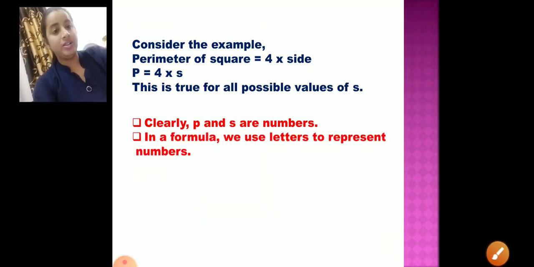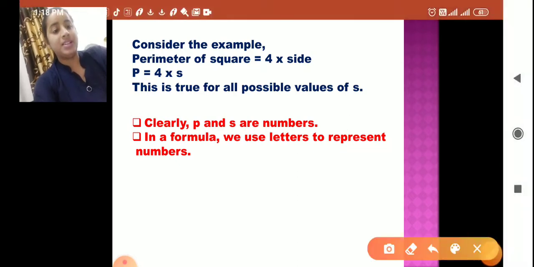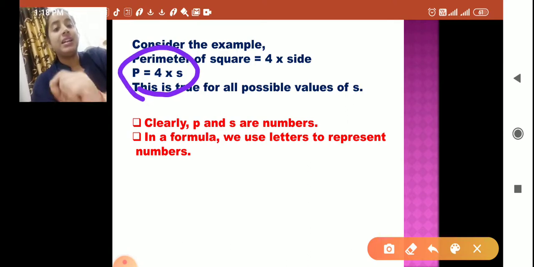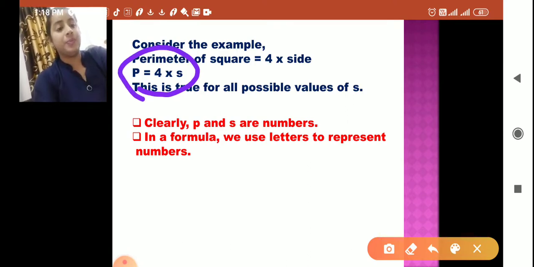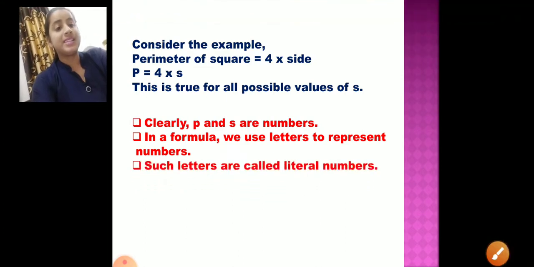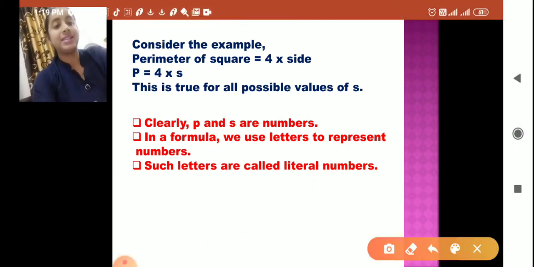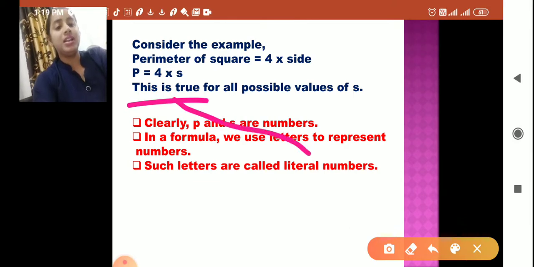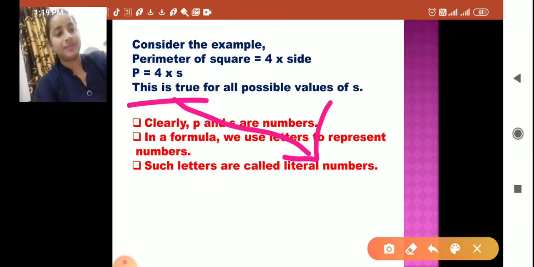In a formula, we use letters to represent numbers. As you know, P and S are actually numbers. But in this formula, have we written the value of P as 8, the value of S as 2? No. What we have taken? We have taken letters. Such letters are called literal numbers. So the letters which we have used here, that is P, S, these letters are called literal numbers.